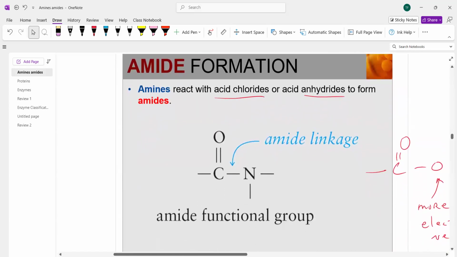Okay, now I said in some ways amines act like alcohols when it comes to reacting with acids. Excuse me, when that happens, we form something called an amide instead of an ester.